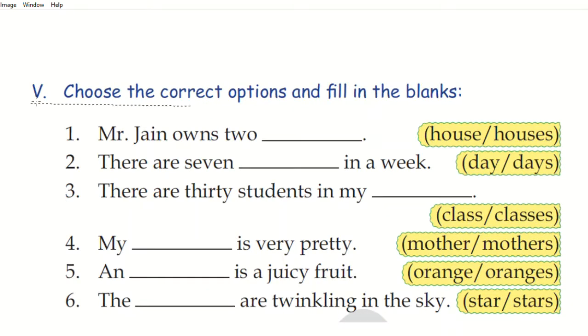Question number 5. Choose the correct options and fill in the blanks. In these sentences, you have given option of singular and plural. Let's choose the correct one and complete the sentences. Number 1. Mr. Jan owns 2 dash houses. We will write here houses.